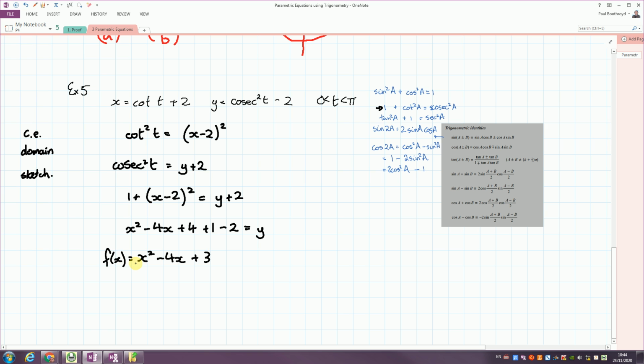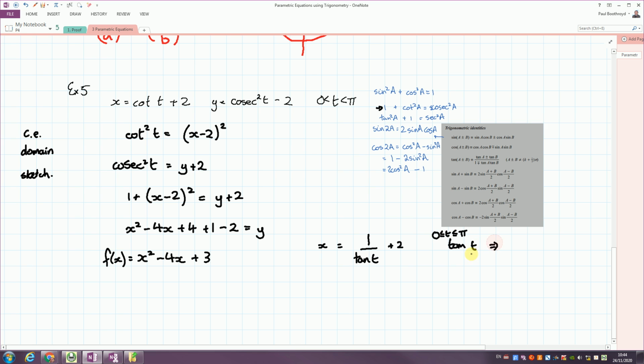Second part there is they'd like to work out what the domain is. So the domain is what's happening for x. So we've got x is 1 over tan t plus 2. And we're doing it for the range 0 to pi. So tan in that range, tan for 0 less than or equal to t less than or equal to pi, tan of t.